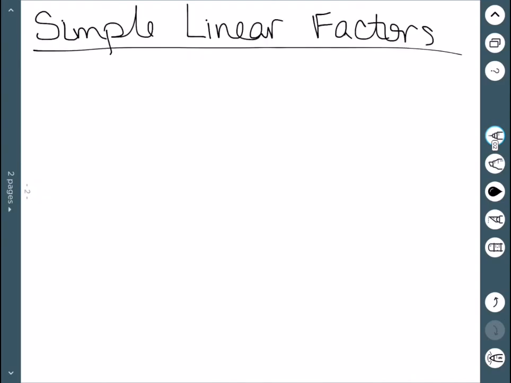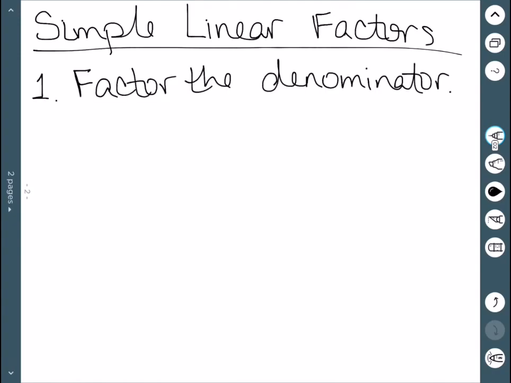And we'll look at the first case. There are several different cases in partial fractions, and the first one deals with simple linear factors. Our first step will be to factor the denominator, and we should be able to factor it into simple linear factors. Therefore, everything should factor into linear terms, and simple means that nothing is repeated. We don't have anything like an x plus 2 squared.